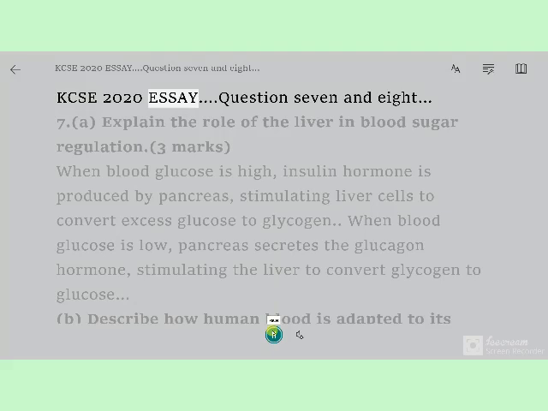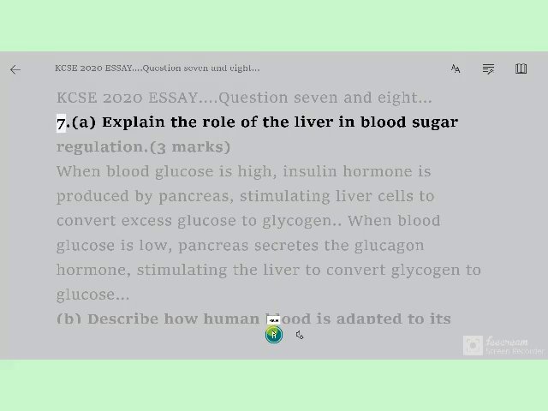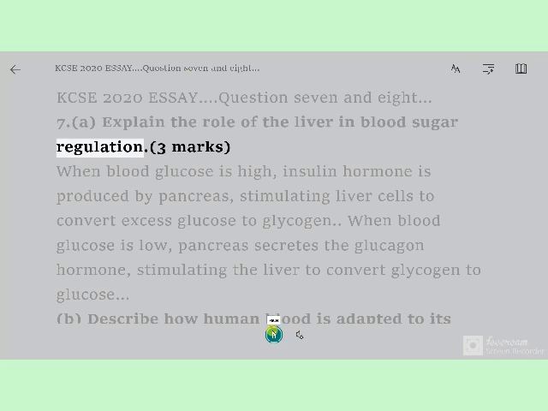KCSE 2020 essay, questions 7 and 8. 7a. Explain the role of the liver in blood sugar regulation, 3 marks.